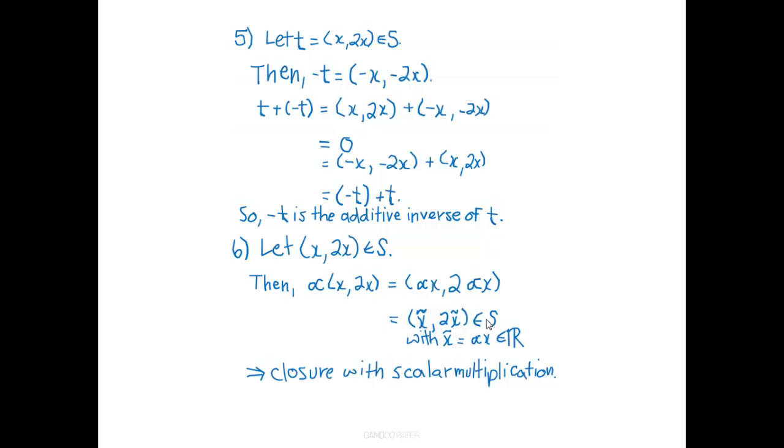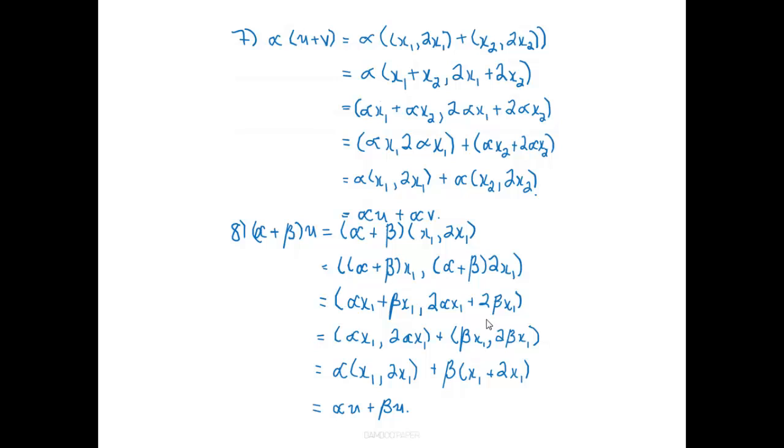Remember, to show that a given set is a vector space, you have to verify all 10 properties, or 10 axioms. 6 down, 4 to go. Property number 7. We have to verify left distributivity with respect to scalar multiplication. So alpha times (u plus v) is the same as alpha times ((x1, 2x1) plus (x2, 2x2)).